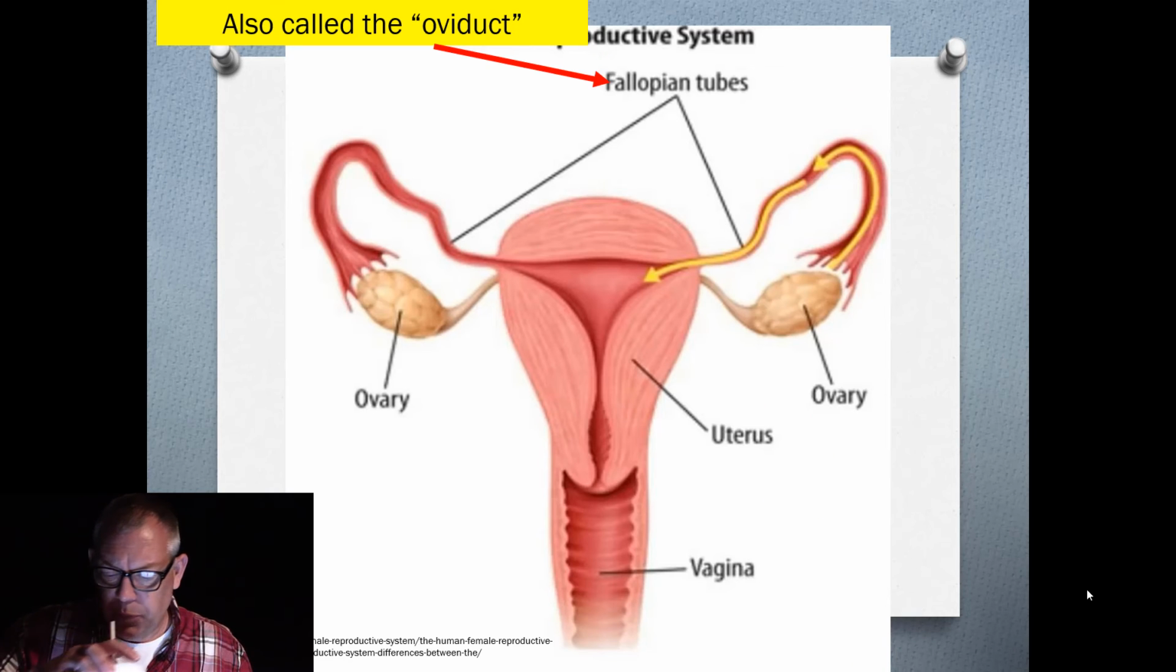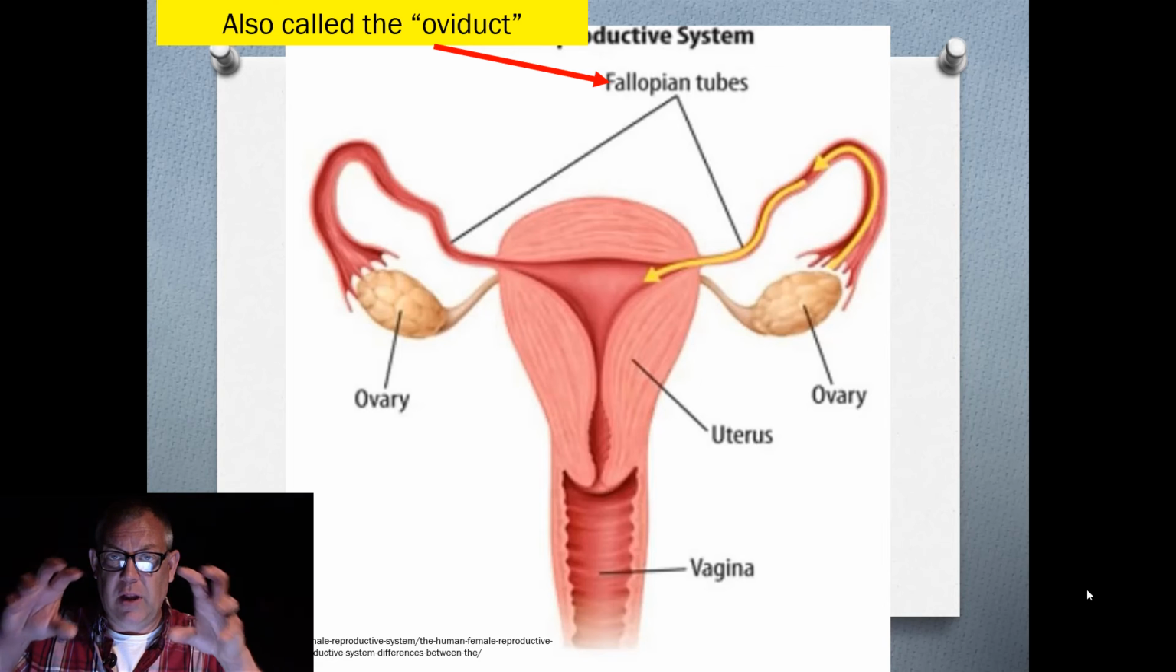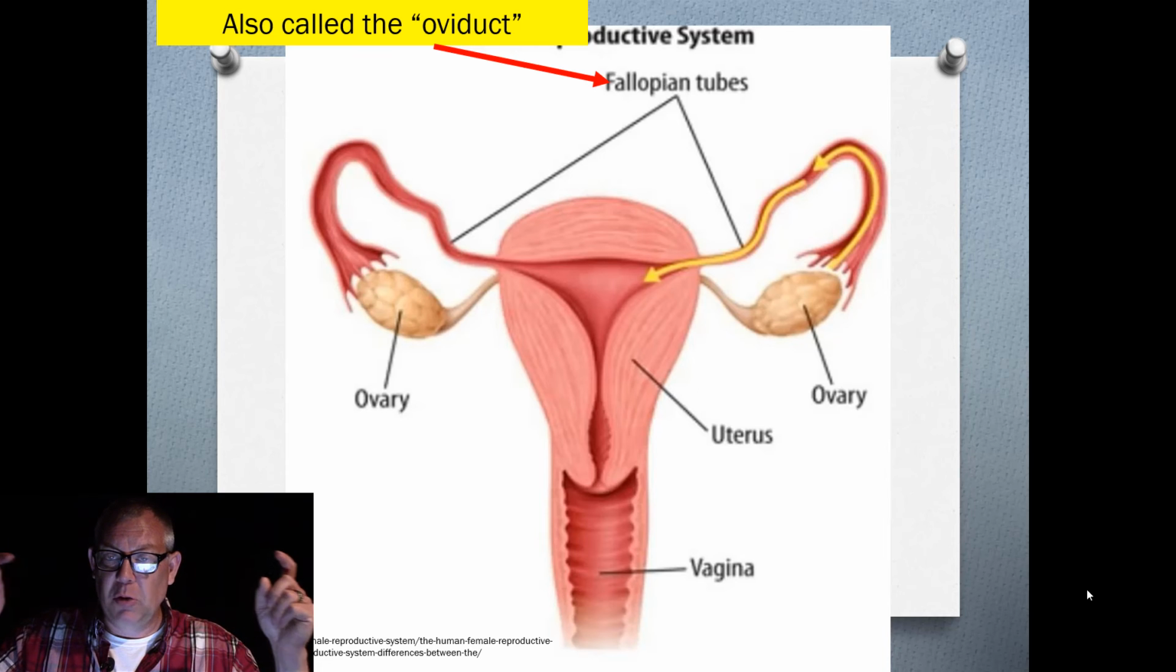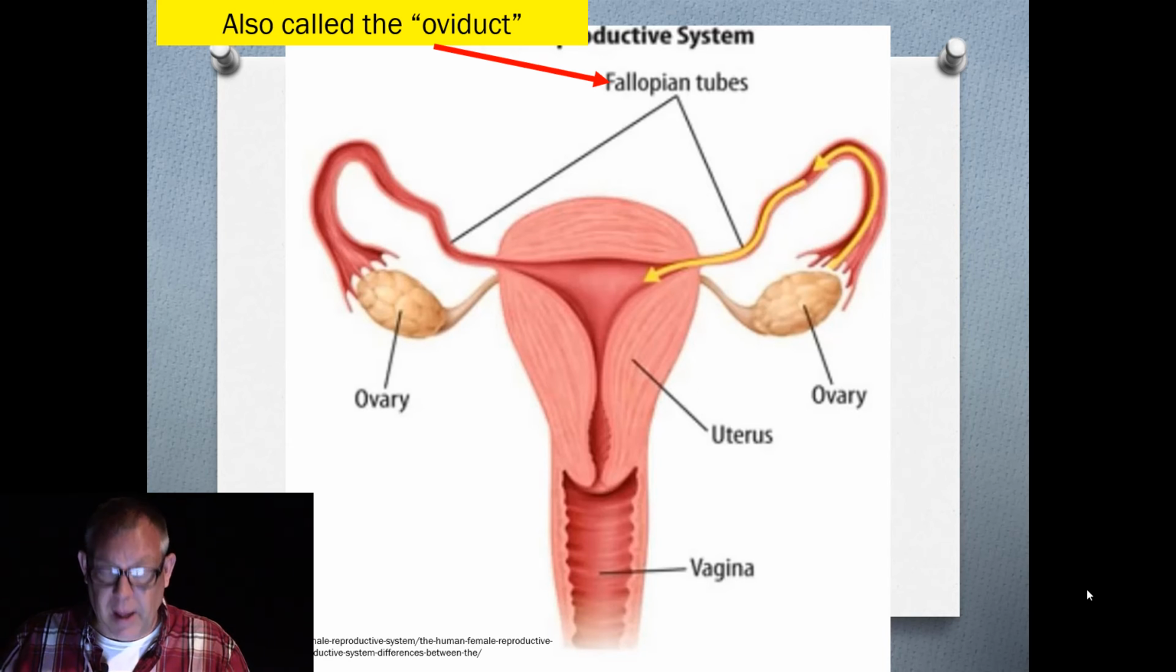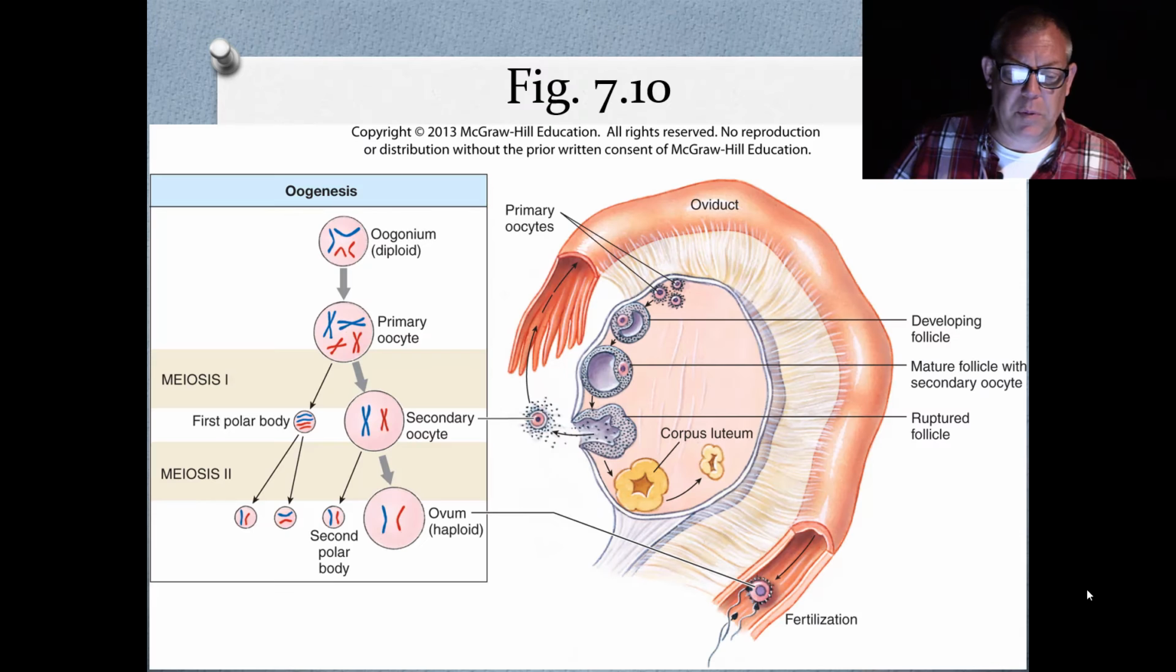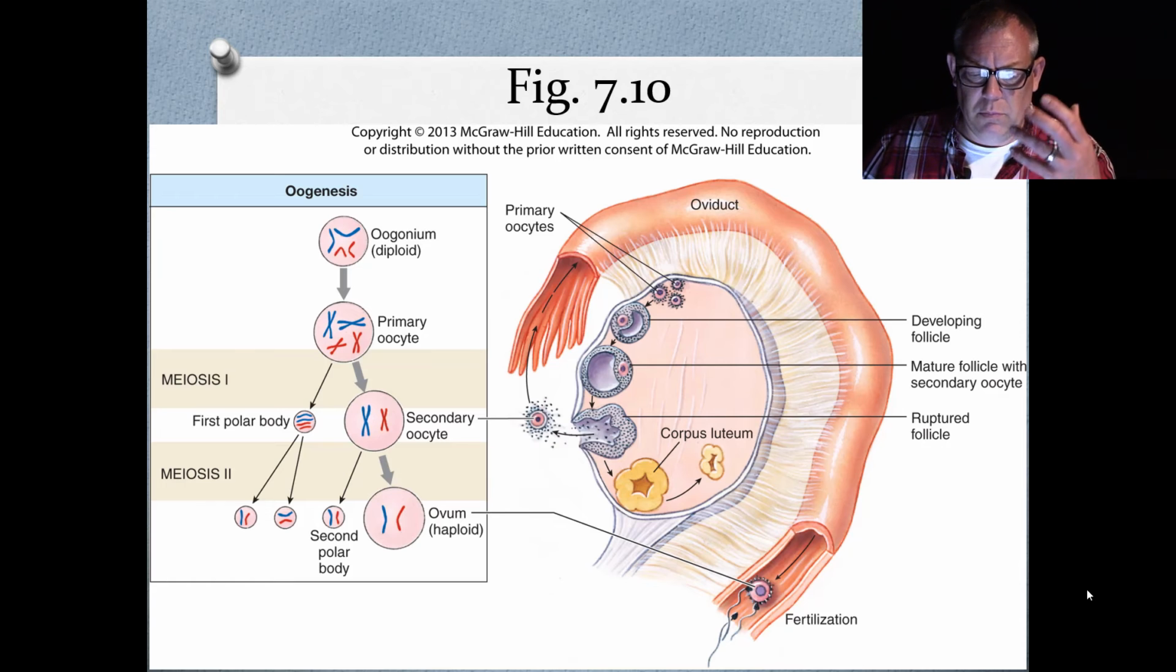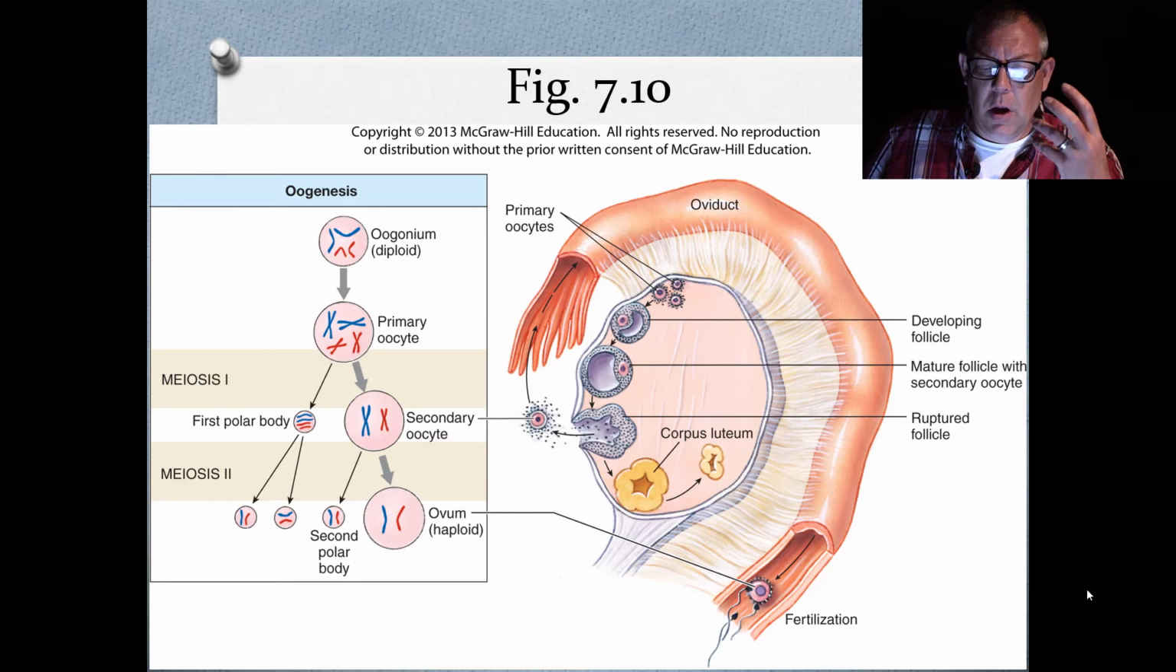Okay, and this is a figure of the human female reproductive system. You can see that the ovaries are attached here, and that's where the eggs are produced, and then they're released and travel down the fallopian tubes to get to the uterus. Fallopian tubes are also called the oviducts, right? A duct for eggs. Here's another figure from your book, zooming in on those ovaries, which is where meiosis takes place and the egg is formed.